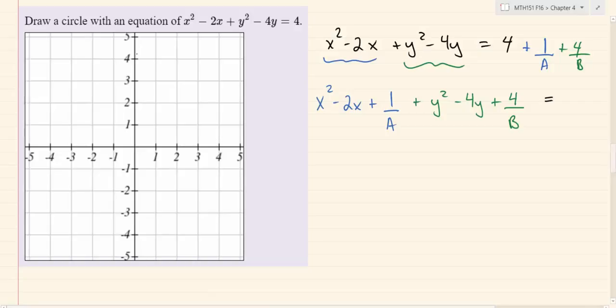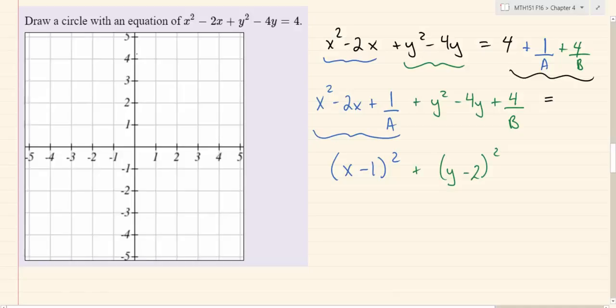And now look at this. Look what we've created here. This guy is now a perfect square. This is (x − 1)². And when you look at the y terms, you also have another perfect square, (y − 2)². And what do you get over here on the right-hand side? 4 + 1 + 4, which is 9, which is 3². Where is the center? And what is the radius? The center is located at (1, 2), and the radius is 3.